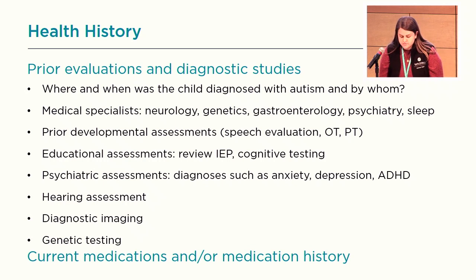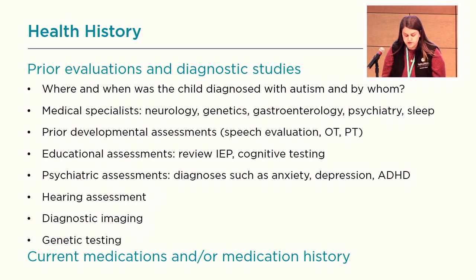And then we also ask about any prior evaluations and diagnostic studies that have already been done. An important part of this is knowing where and when the child was diagnosed and who diagnosed them. We would want to know any medical specialists that they're followed by. Many children with autism are followed in neurology, genetics, gastroenterology, psychiatry, sleep clinic. These are just a few common ones that we see. And this really just helps us coordinate care and know of any gaps and where to refer if needed.